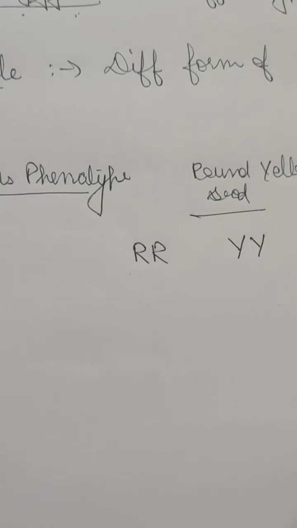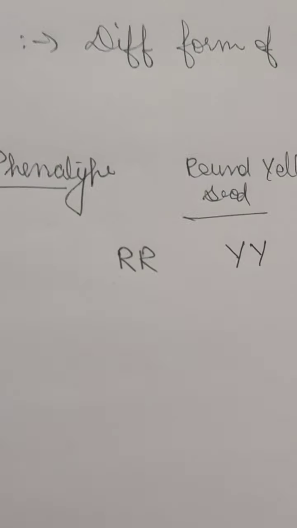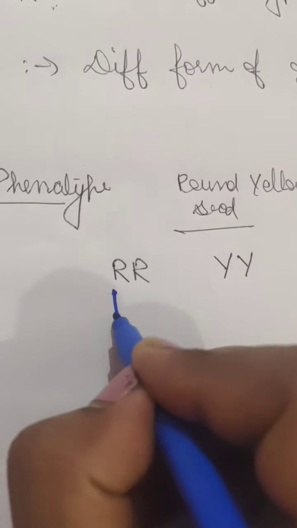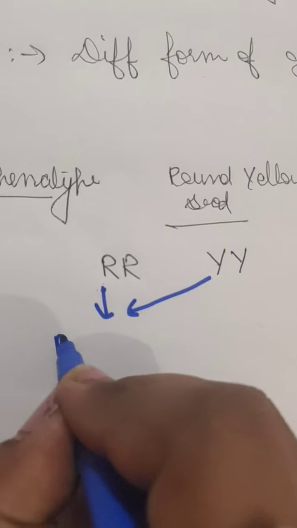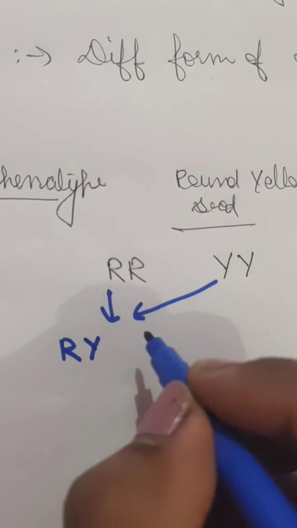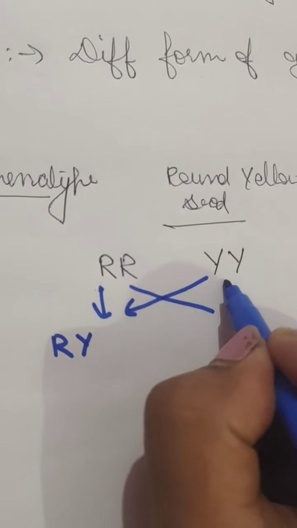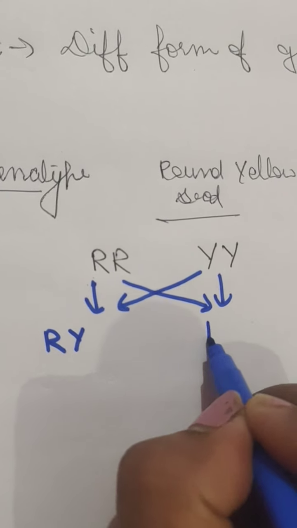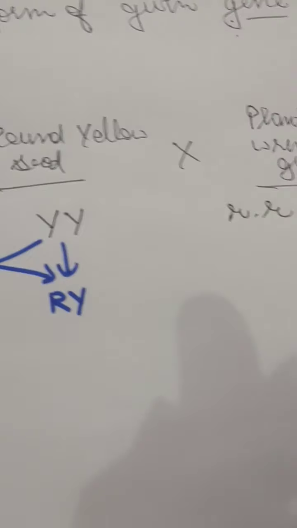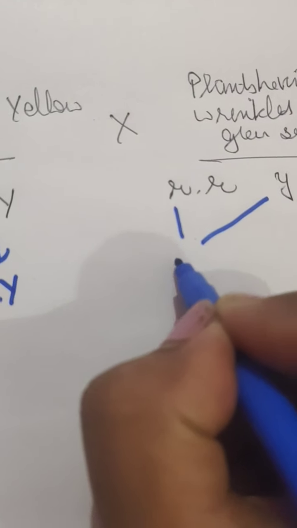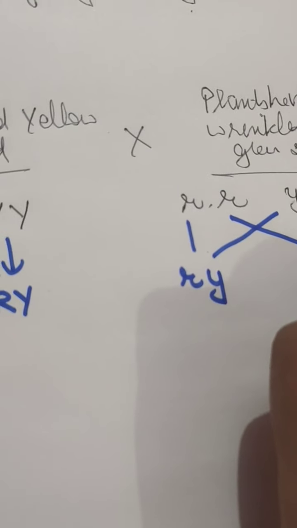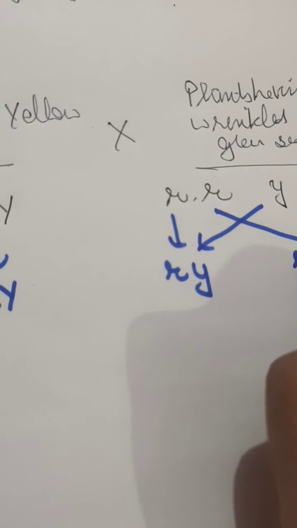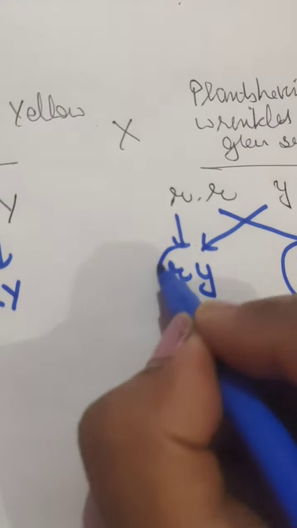I will use the other color pen so it will be more clear. Oh, it does not have any tip. So this R will be cross linked with this, and it will form R Y, and then this R with this Y, it will form a capital R and capital Y. Okay, so this with this will form small r, and this with this will form a small r and small y.